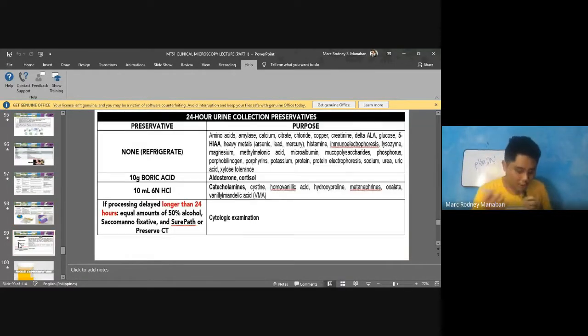Okay. Next, you have your 24-hour urine preservatives. So, what are the preservatives needed for 24-hour urine? Again, there are many substances that don't need a preservative, just refrigeration. Take note, boric acid is needed for aldosterone and cortisol. And 6N, 6 normal HCl, is needed for cytologic examination. Okay? So, 6N HCl for catecholamines, so epinephrine, norepinephrine. Okay. And homovanillic acid, the breakdown products of your catecholamines.